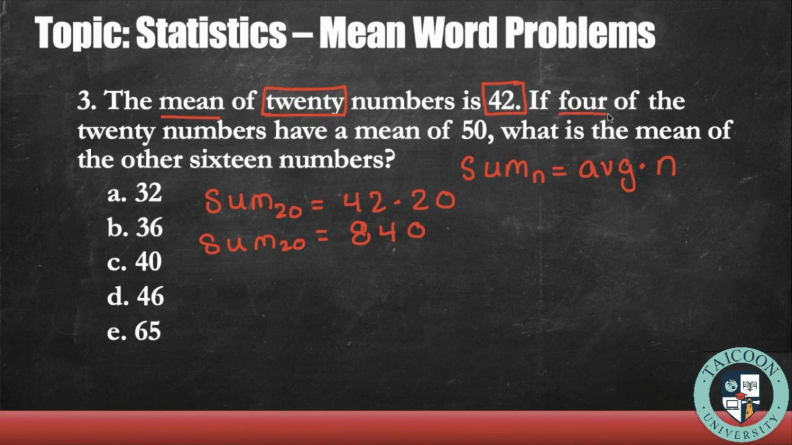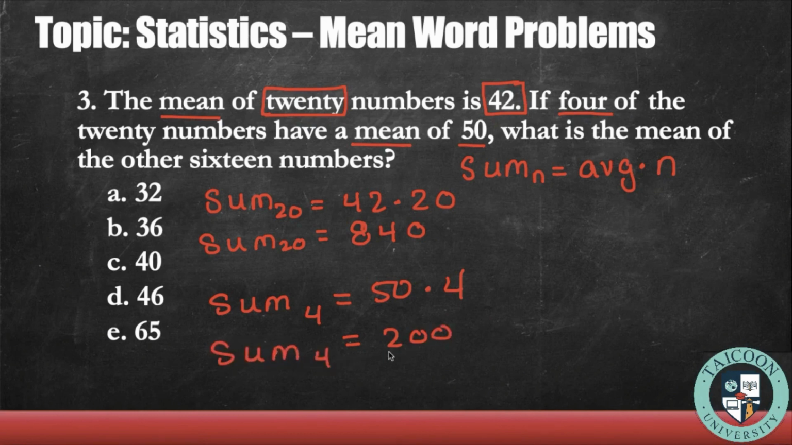It states that 4 of the 20 numbers have a mean of 50. So let's go ahead and find the sum of those 4 numbers. The sum of the 4 included numbers is going to be 50 times 4. That, of course, is 200.